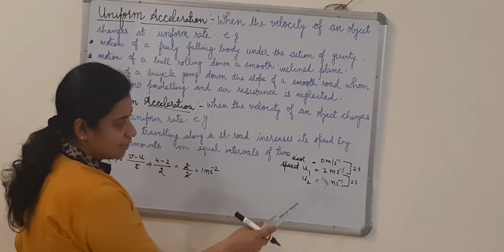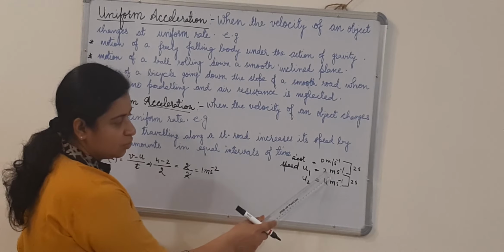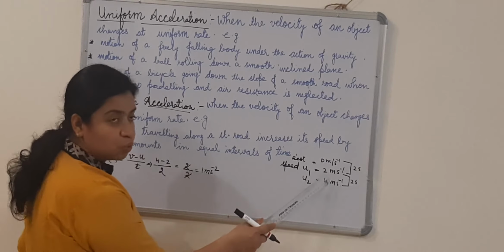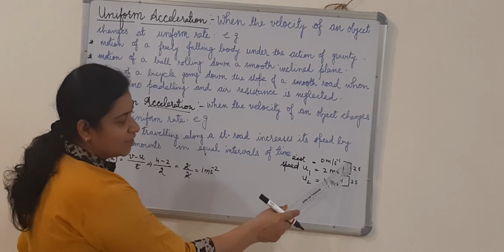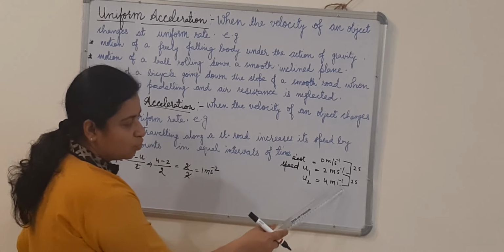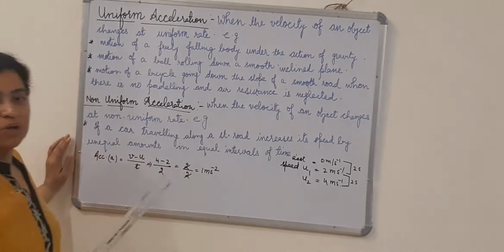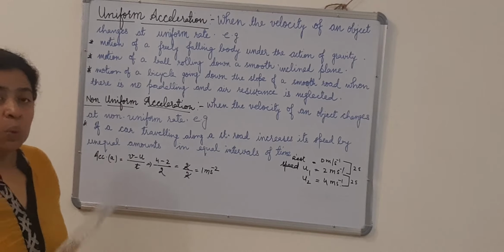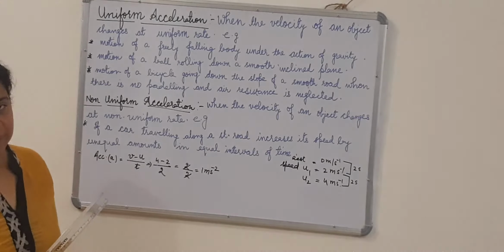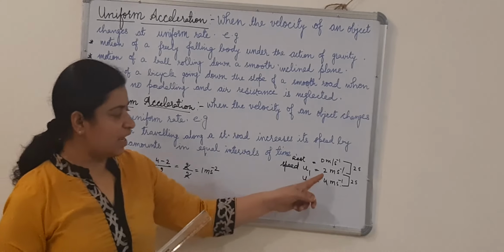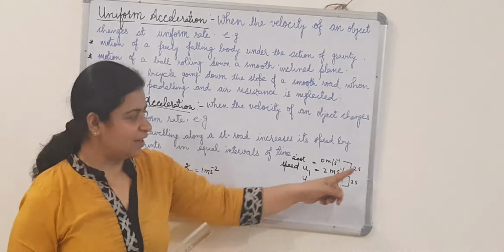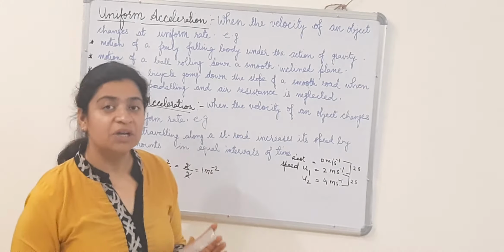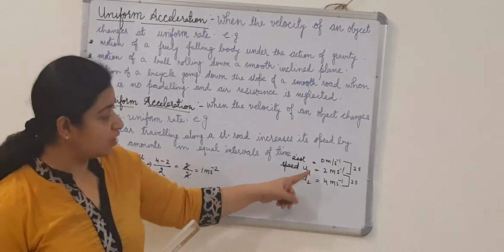See, in this case, the velocity is changing from 0 to 2, 2 to 4. In 0 to 2, 2 seconds. 2 to 4, 2 seconds. See how it is changing. Every time it is taking 2 seconds and changing by 2 meter per second. So this is called uniform acceleration because the velocity is changing.